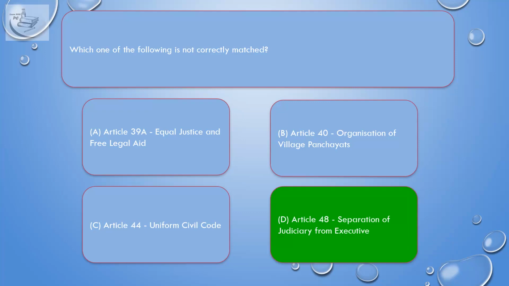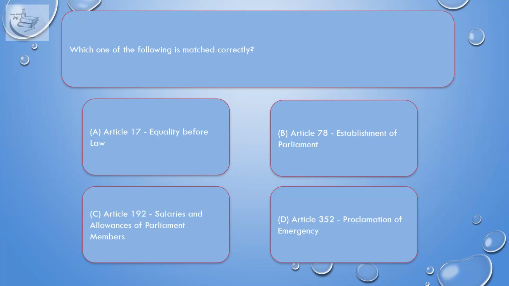Correct answer is D. Article 48, Separation of Judiciary from Executive. Question: Which one of the following is matched correctly? A. Article 17, Equality before law. B. Article 78, Establishment of Parliament. C. Article 192, Salaries and Allowances of Parliament members. D. Article 352, Proclamation of Emergency.